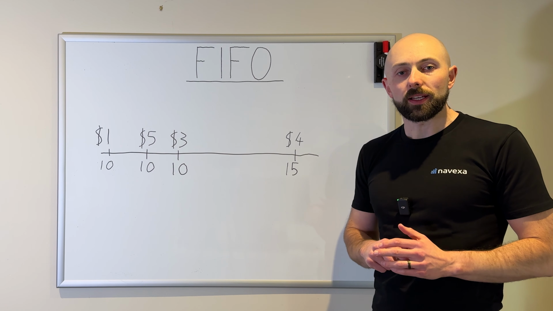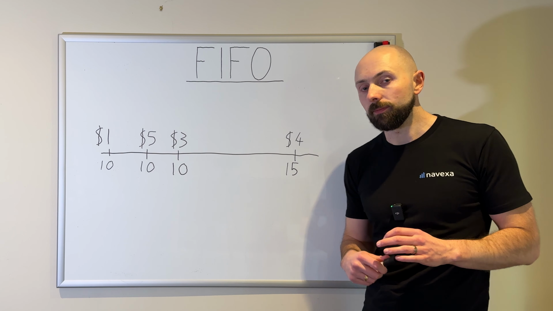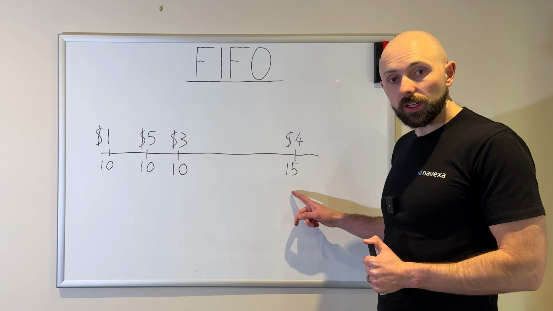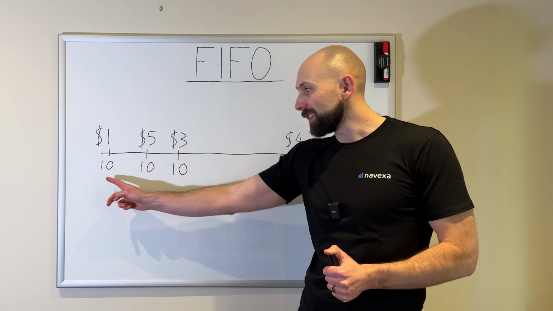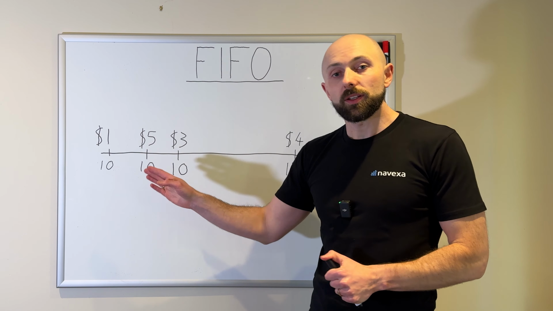So we just walked through a basic example of FIFO, and now I want to walk you through a slightly more complicated one, but this trips a lot of people up. So this time we're going to sell 15 shares. And as you can see, this parcel doesn't have 15, it only has 10. So what do we do then?